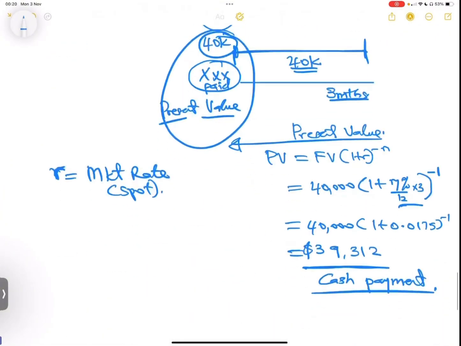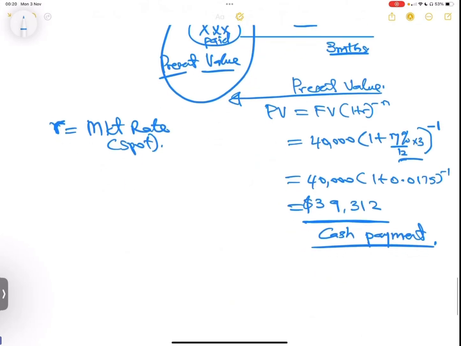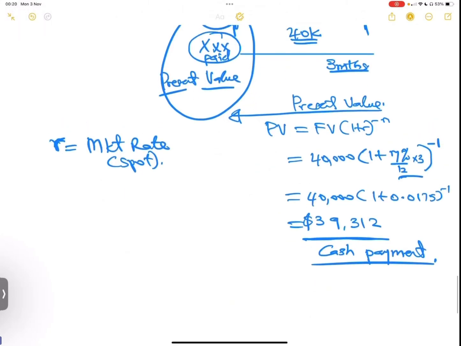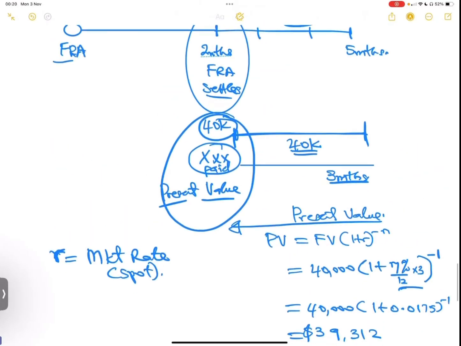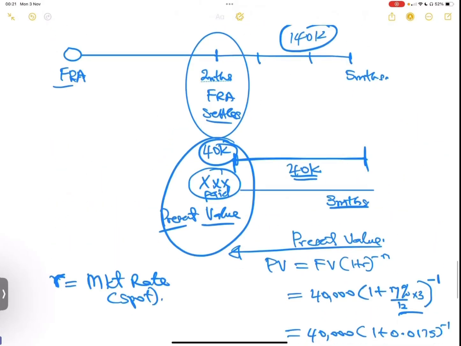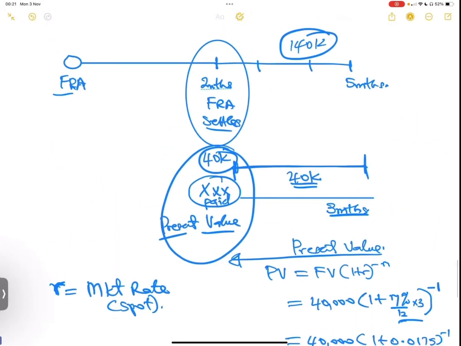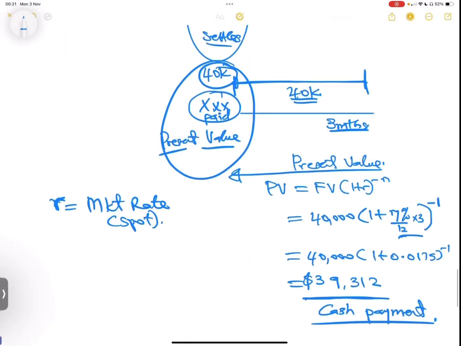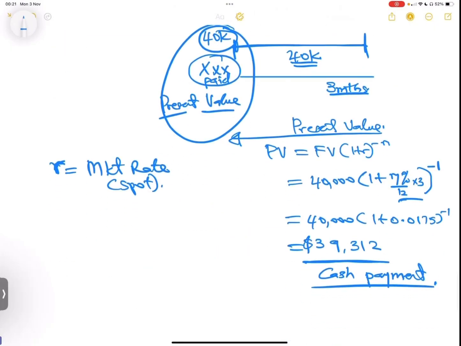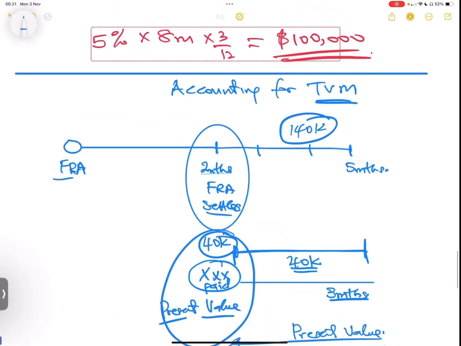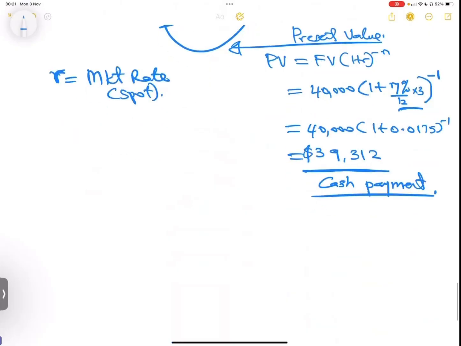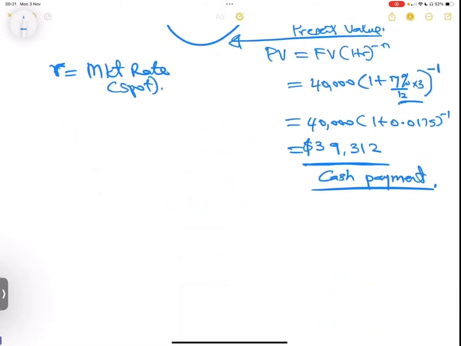If it's the same party that is selling FRA to you and you're also collecting the loan from the same bank, then instead of paying interest of 140K on the loan, you can think about, okay, can we just settle net? It's possible. Or you say, instead of giving me a total of 8 million loan, you don't have to give me 8 million loan.